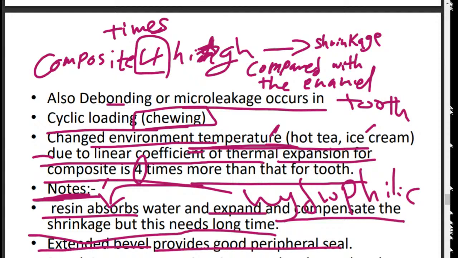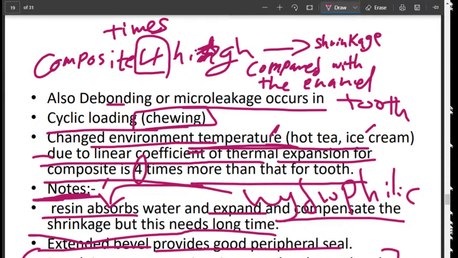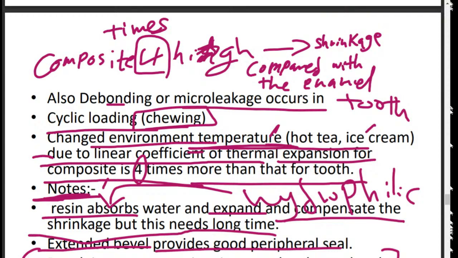Extended bevel provides good peripheral seal, and the bevel increases retention, increases the border seal, and decreases the eye disjunction or distinguishing. The bevel increases the retention, increases border seal, decreases eye distinguishing.